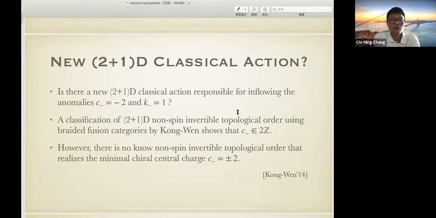And a natural question to ask is, is there a new 2+1d classical action that's responsible for inflowing the anomalies of the BC ghost system, namely the chiral central charge equals -2 and the chiral level equals 1. There is a classification of 2+1d non-spin invertible topological orders using braided fusion categories by Kong and Wen. This classification shows that the chiral central charge should be an even integer. So this tells us that there may exist some invertible non-spin topological order that's responsible for inflowing this anomaly. However, so far people haven't found such a non-spin invertible topological order that realizes the minimal chiral central charge, c minus equals +2.